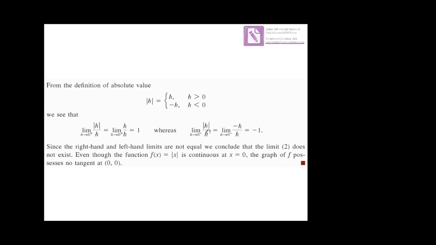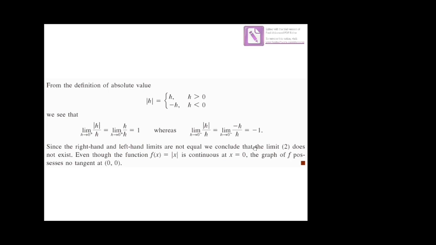Whereas the limit of absolute value of h over h when h approaches 0 from the left, we will take minus h over h. This will be minus 1. So we see that the limit from the right is 1, the limit from the left is minus 1. So the limit does not exist, and we conclude that this function doesn't have a tangent line.